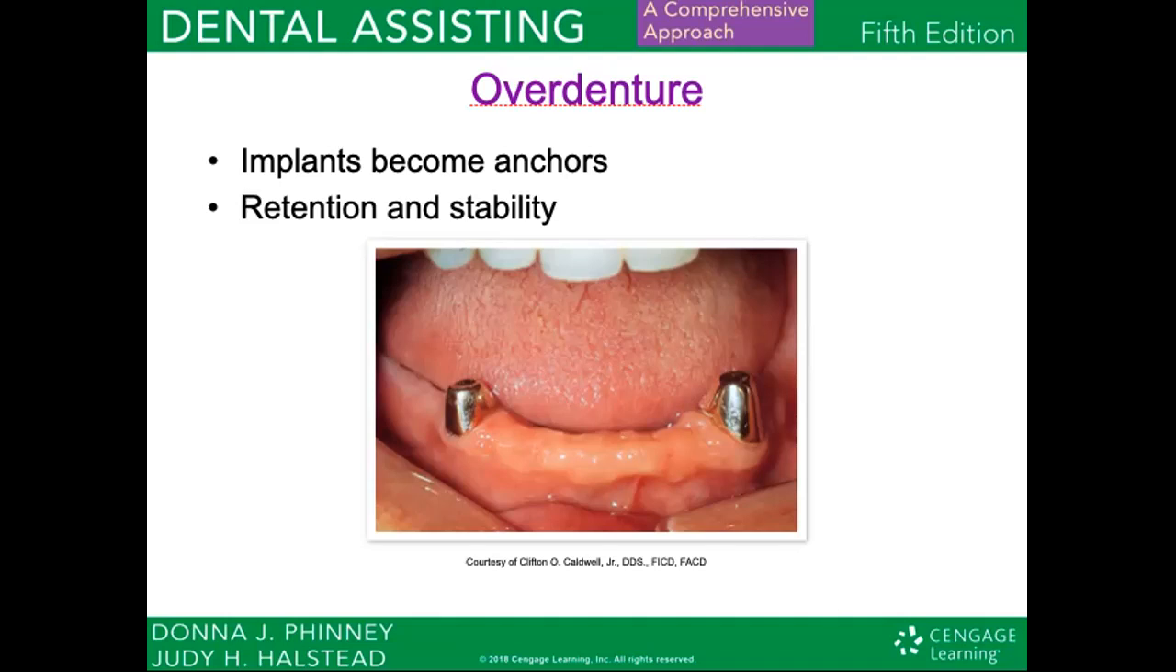Some of the disadvantages of the overdenture are that they're increased in cost and time. We're talking $10,000 to $20,000 an arch for some of these dentures, which will include the whole surgery for placing the implants, and then time, because we need to make sure that these implants heal before we can load them up with a denture. So that can sometimes mean 4 to 6 months for some patients.